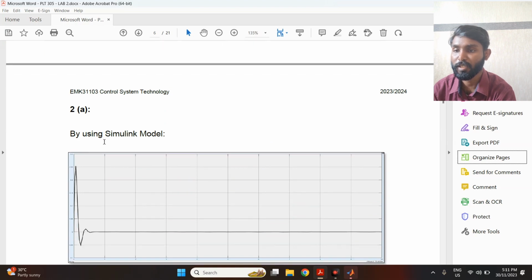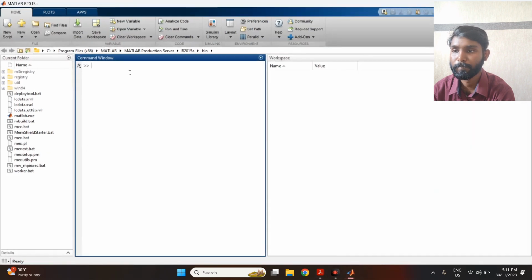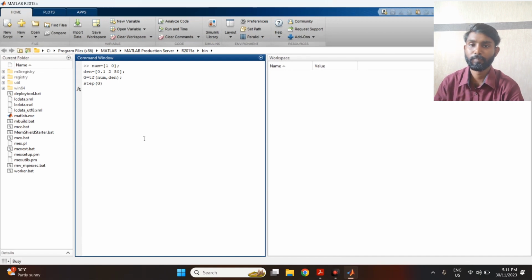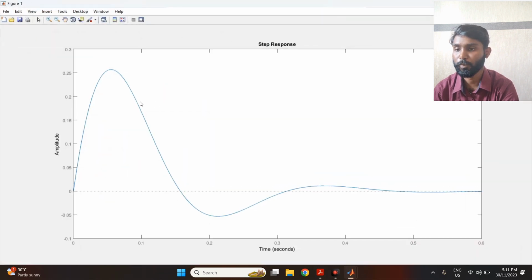So this is the Simulink model and this is the command. The numerator is 1, 0, the denominator is 0.1, 2 and 50. This is the numerator, the denominator, and this is the step G. I'm going to copy and paste this command into MATLAB. Okay, so this is the response.